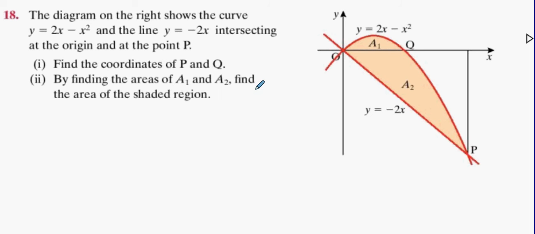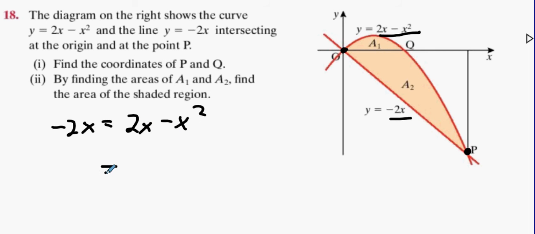and go after that. Now we're going to have to find P and Q first, is it? P and 0. Now, here's what we're going to do. We're going to put the two y values equal to each other, is that right? So we're going to have minus 2x equals 2x minus x squared. Bring it over and we get 4x minus x squared equals 0.